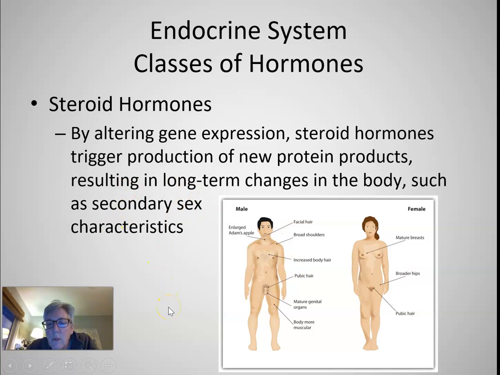Development of secondary sexual characteristics is a common outcome of these steroid hormones.